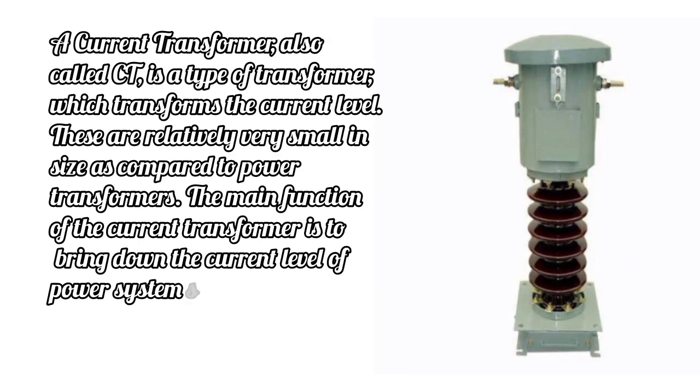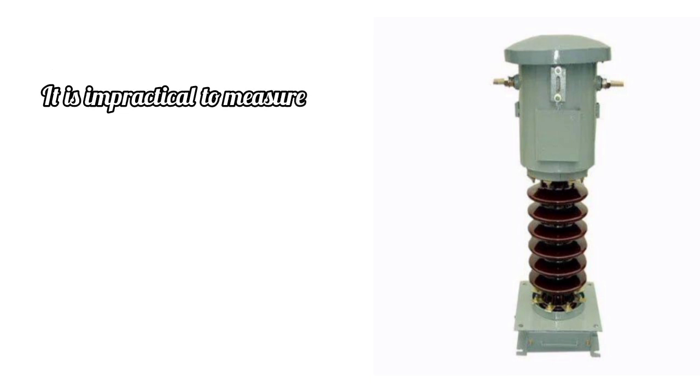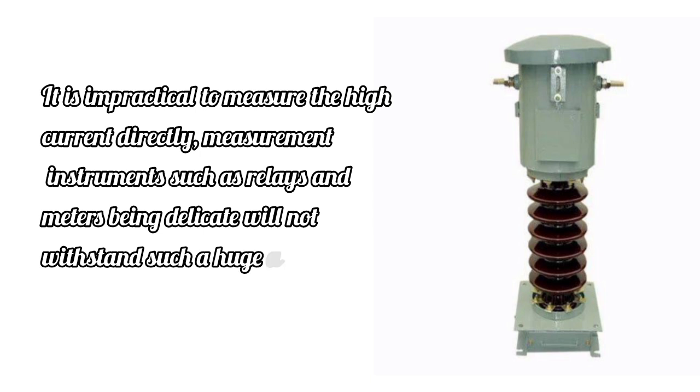Current transformers. A current transformer, also called CT, is a type of transformer which transforms the current level. These are relatively very small in size as compared to power transformers. The main function of the current transformer is to bring down the current level of the power system to a level suitable to measure. These are used for protection and measurement purposes. It is impractical to measure the high current directly. Measurement instruments such as relays and meters, being delicate, will not withstand such a huge amount of current.